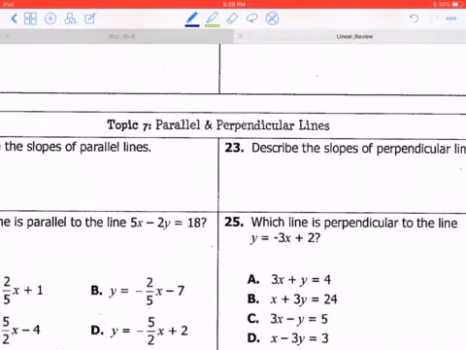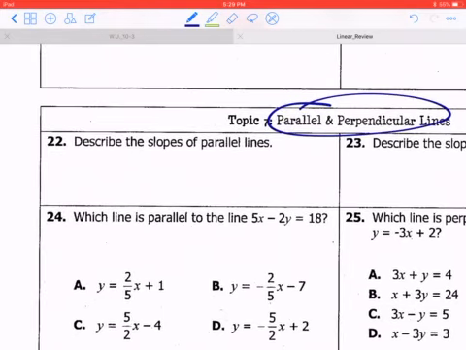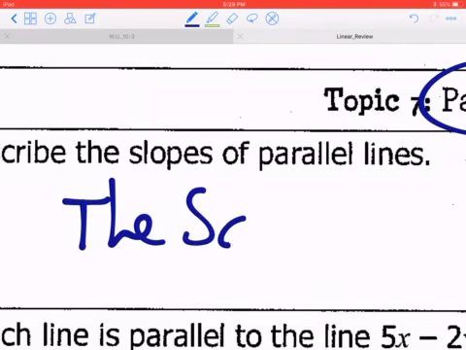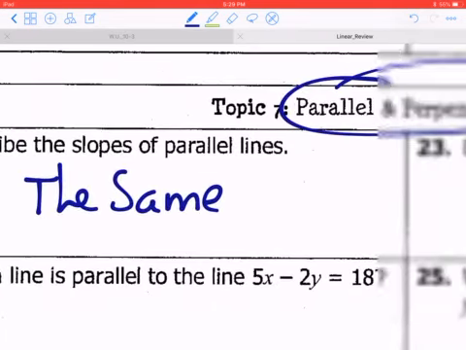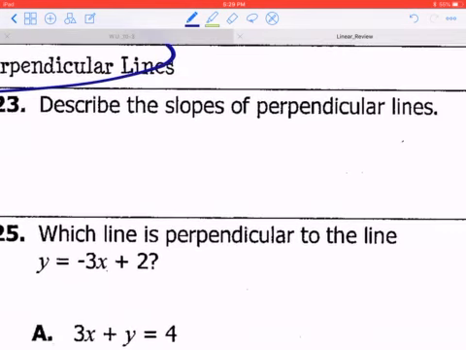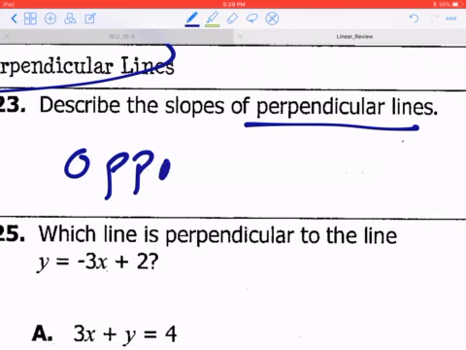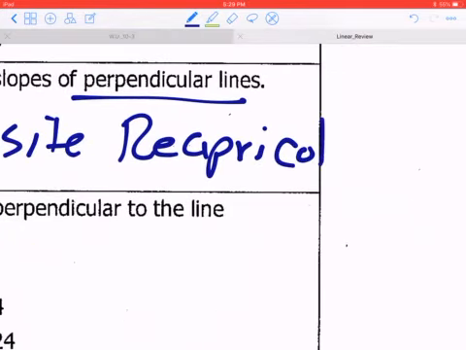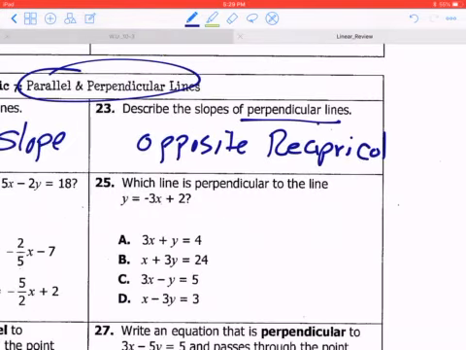Then here, the next part, we start talking about parallel and perpendicular. Describe the slopes of parallels. They are the same. So parallel lines have the same slope. Okay. Describe the slopes of perpendicular lines. Perpendicular lines have slopes that are opposite reciprocal. Okay, that's when you flip and make opposite.